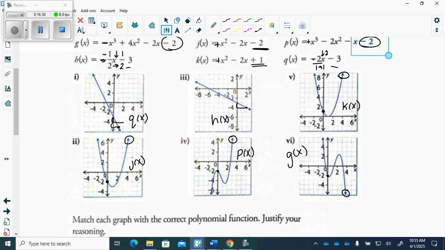Like I said, if you have to, you could use your calculators, but it's better to know without that. All right. Now we're going to match each of these.